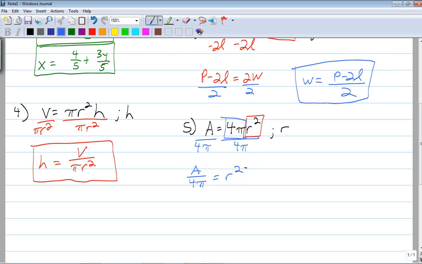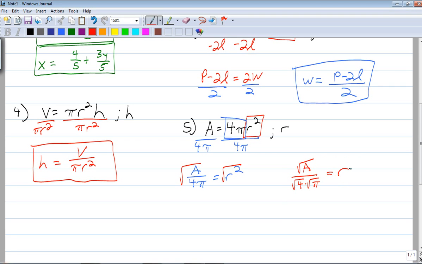Now, if you remember correctly, to undo a square, you have to take the square root of both sides. This is where it's tricky, though. When you take the square root of both sides, you get the square root of A over the square root of 4 and the square root of pi. You could put it to all three of them or have it under the same one. I'm leaving it separate for a reason. Equals r.